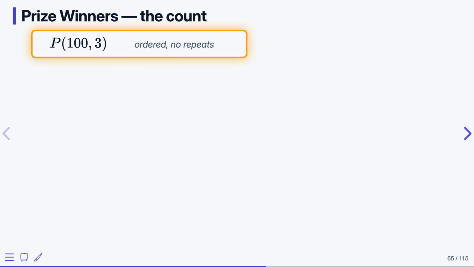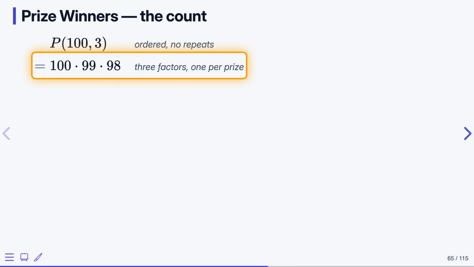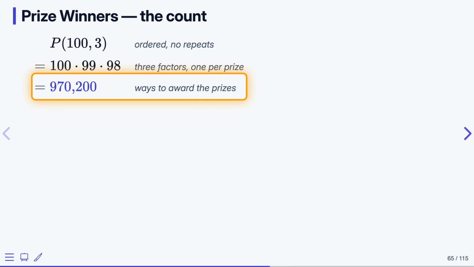This is the working. Line 1. We want P(100, 3). Line 2. Theorem 1 gives 3 factors, 1 for each prize. 100 people could take first prize. 99 are left for second. 98 are left for third. Line 3. Multiply. The answer is 970,200 ways. Notice we never needed 100 factorial. 3 factors were enough.